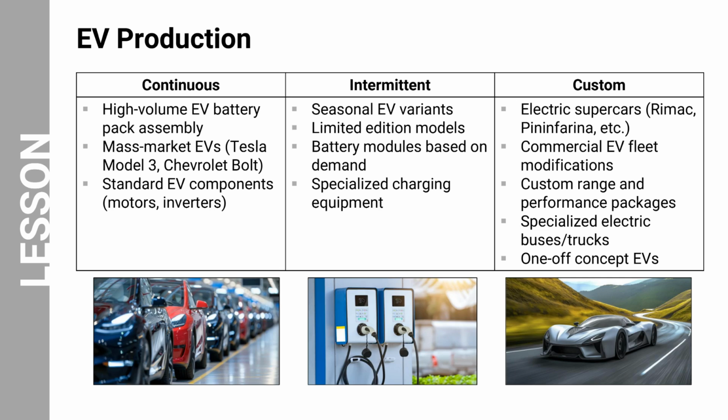Now, let us take a look at the three production techniques typically employed in electric vehicle production. Continuous production is used for high-volume components like battery packs, mass-market vehicles such as the Tesla Model 3 and Chevrolet Bolt, and standard components including motors and inverters. Intermittent production handles seasonal variants, limited edition models, on-demand battery modules, and specialized charging equipment. Custom production focuses on exclusive vehicles like Rimac and Pininfarina supercars, commercial fleet modifications, custom performance packages, specialized electric buses and trucks, and one-off concept vehicles.